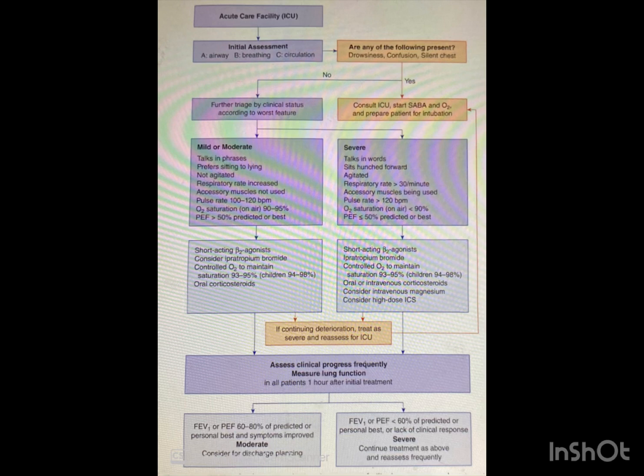And in case of severe patients, all patients with severe exacerbation should immediately receive oxygen, high-dose inhaled short-acting beta-2 agonist, and systemic corticosteroids. Supplemental oxygen should be given to maintain the saturation greater than 90% and partial pressure of oxygen greater than 60 mmHg. Oxygen-induced hypoventilation is extremely rare in asthmatic patients, and concern for hypercapnia should never delay the correction of the hypoxemia.